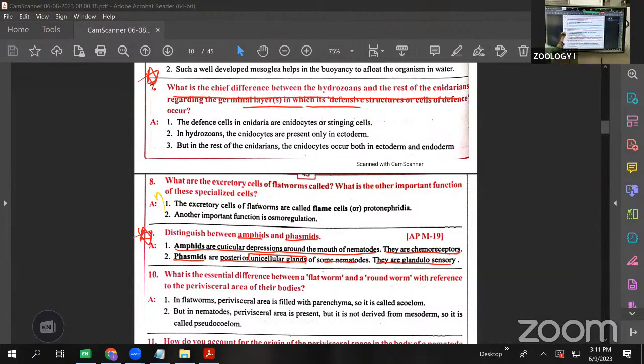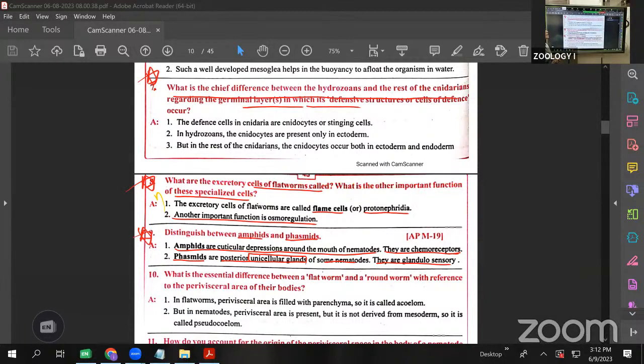Next, this one is also sometimes important. What are the excretory organs of the flatworms? Flatworms include tapeworm, and the next one is Fasciola like that. They are the flatworms. What are the excretory cells in the flatworms? Mainly the flame cells, also called protonephridia, are present for excretion. Another important function is osmoregulation. So the excretory organs in the flatworms are the flame cells, the protonephridia.